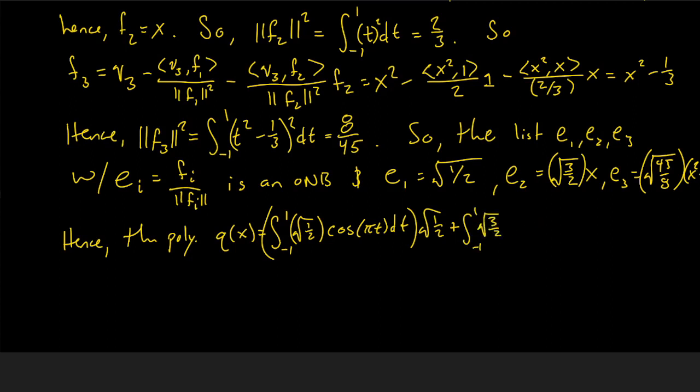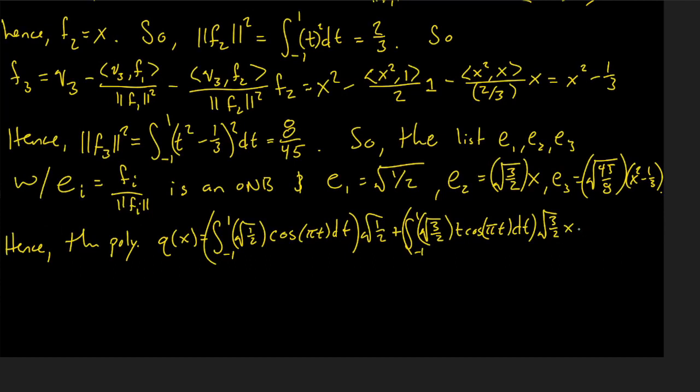So integral from -1 to 1 of square root of 1/2 times cosine of pi t dt, and that's scaling the square root of 1/2, plus the integral from -1 to 1 of root 3/2 times t cosine of pi t dt, and that whole thing is going to be scaling root 3 over 2 times x.